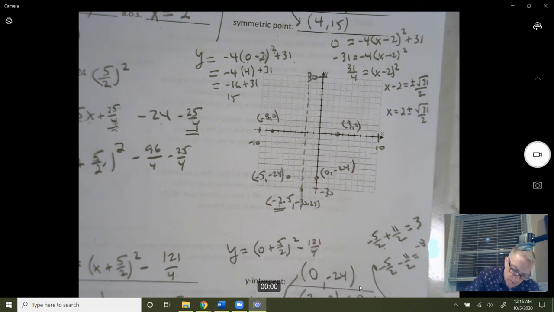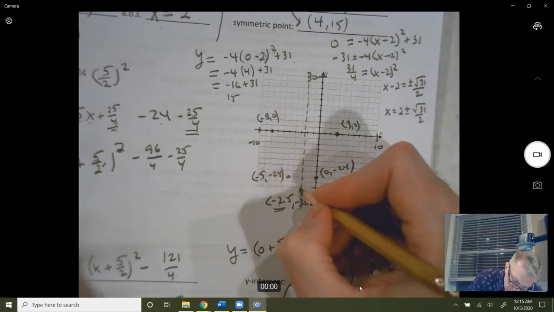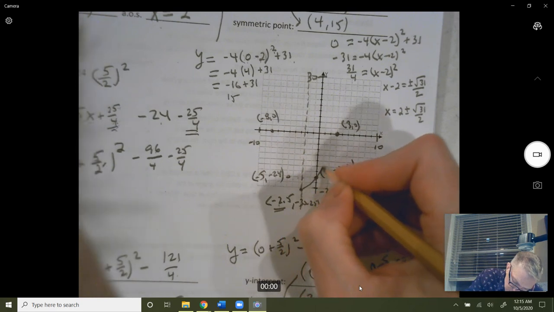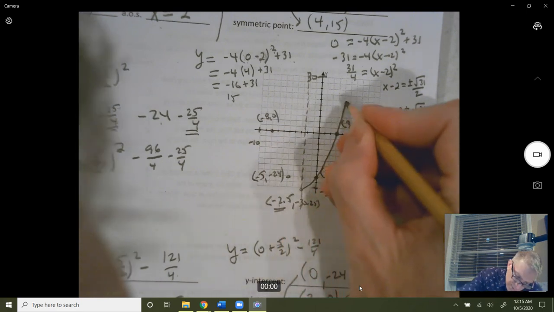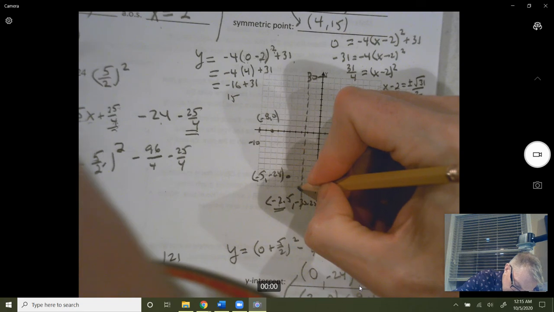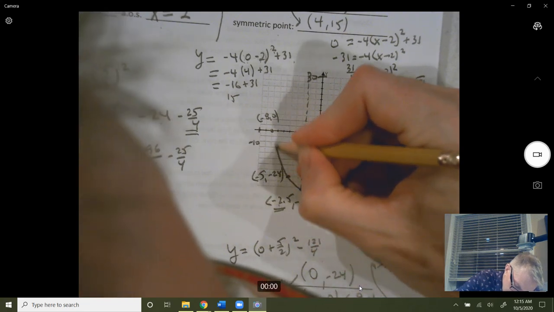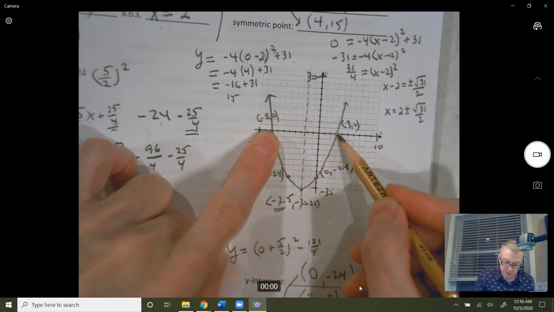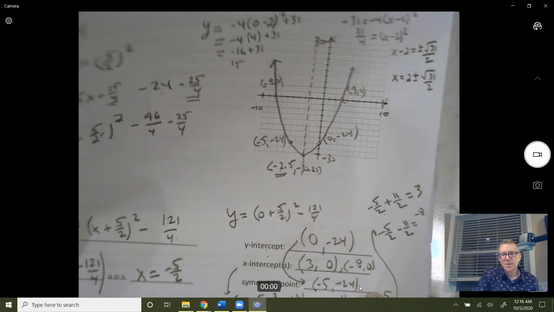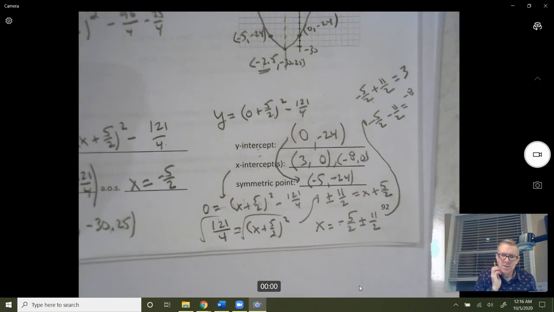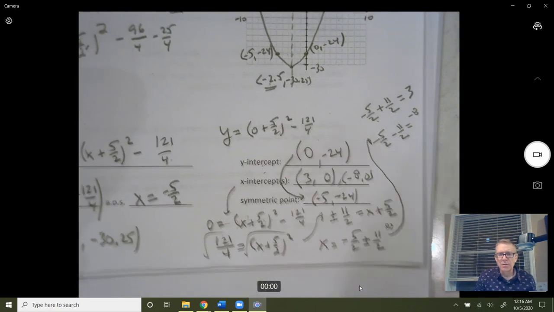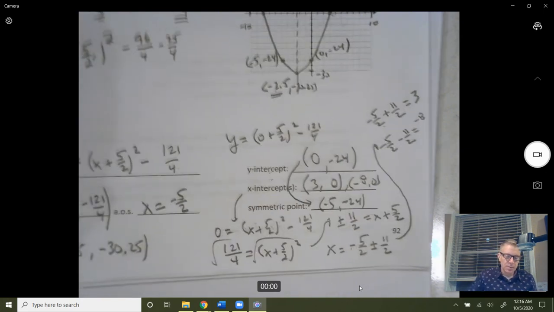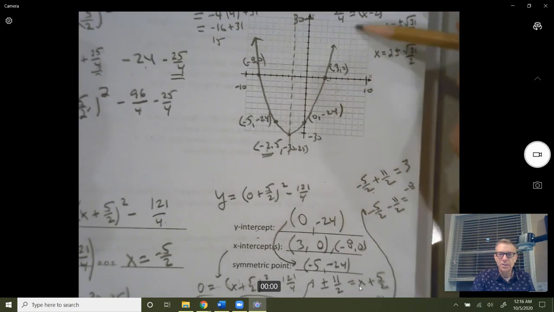Remember, there's not only one symmetric point. Every point has a symmetric point. Actually, our two x-intercepts are also symmetric points with each other. Okay? So I think the concepts aren't too bad, but sometimes the numbers get a little bit messy. But it's always nice when you graph it and you can see your nice parabola.